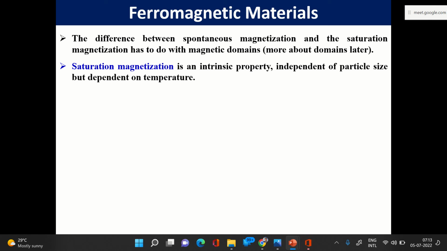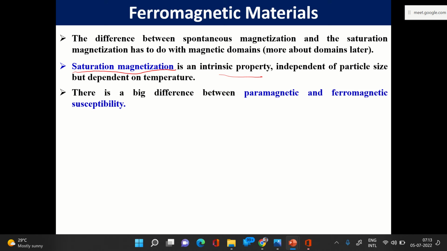Spontaneous magnetization and saturation magnetization, we will understand in terms of magnetic domains later. The terms that you must be familiar with: saturation magnetization is intrinsic to any substance, that is, there is no effect of particle size.